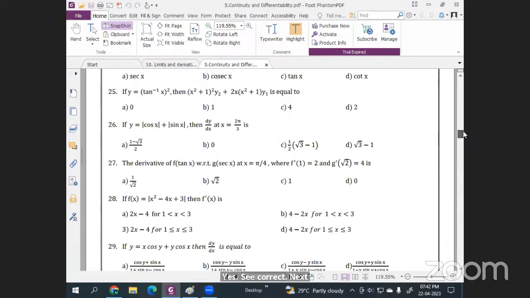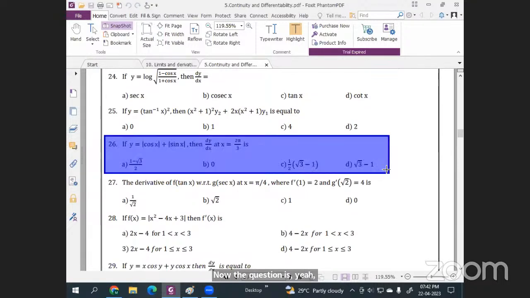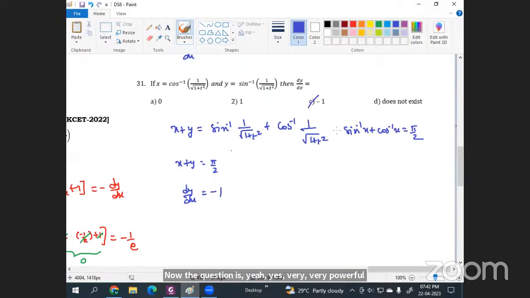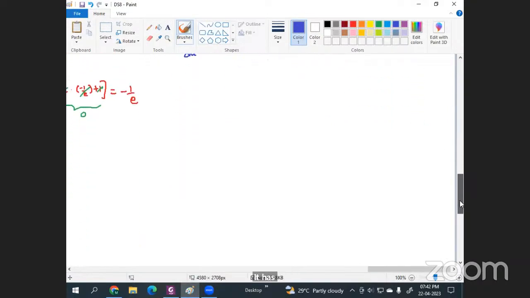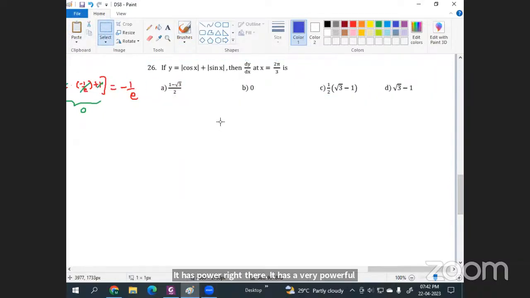Now the question is here. Very, very powerful question on this one. It has power. It is y equal to mod of cos x plus mod of sin x. Anybody else who can do it and let me know what is the answer for this one? y equal to mod of cos x plus mod of sin x, then dy by dx at x equal to 2 pi by 3.